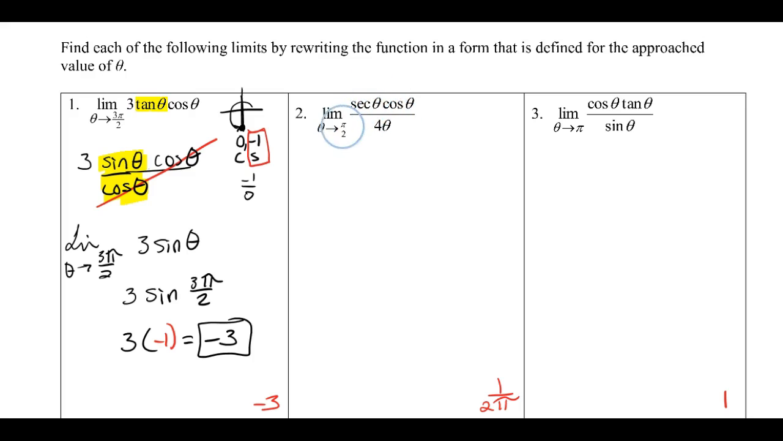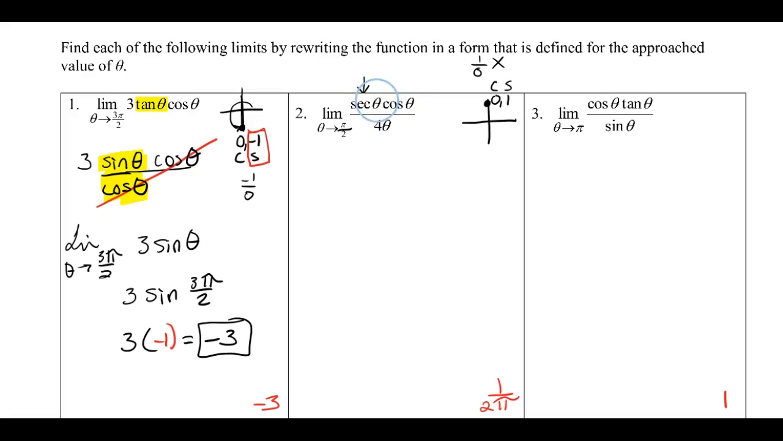For number 2, this is at pi over 2. I'm going to go ahead and mark my pi over 2. This is the coordinate. I go over 0 and I go up 1, cosine and sine. So secant of pi over 2 is the reciprocal of cosine. That would be 1 over 0, and that's undefined. I can't use that. So I know that secant is something that I want to try to cancel or change.